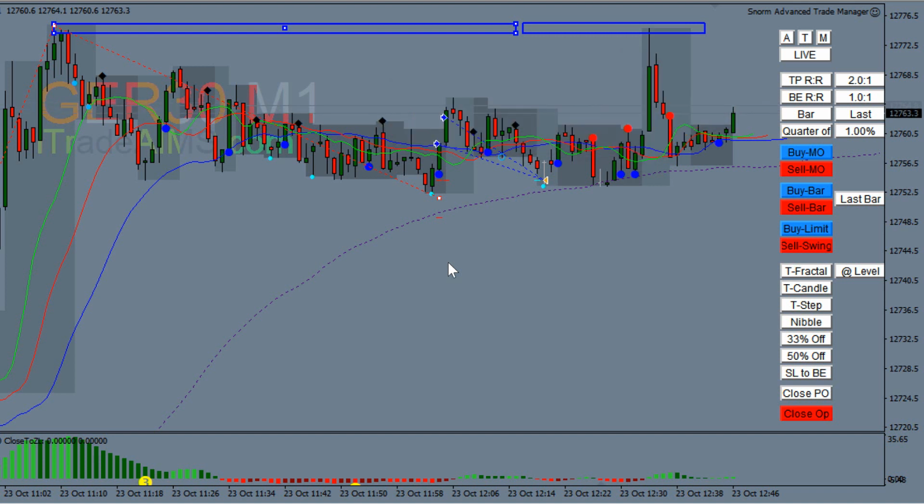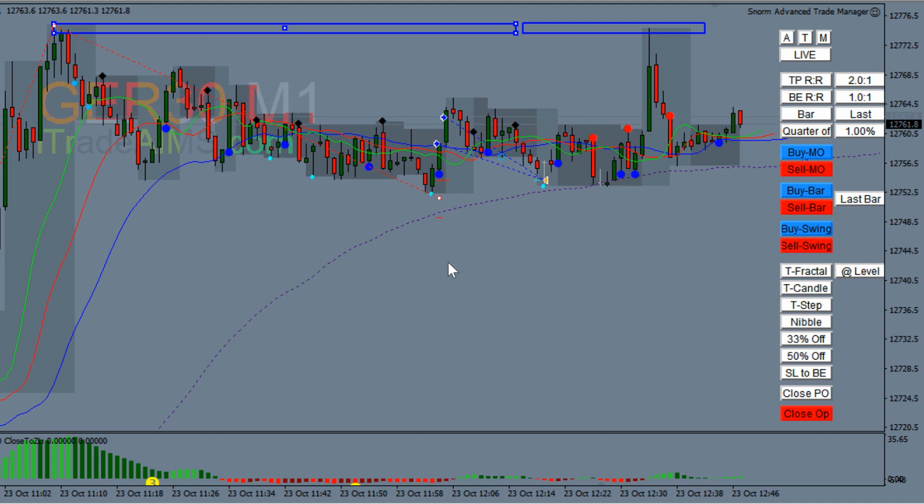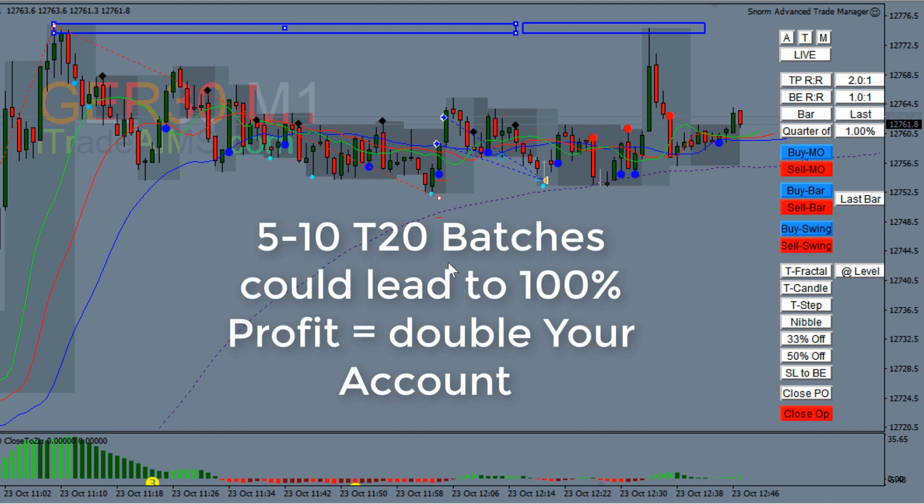So by the end of 100 trades, which is 5 batches, you usually would be 30 to 40% up. And so what happens at the end of the 150th trade? You have doubled your account. And that's what it is.